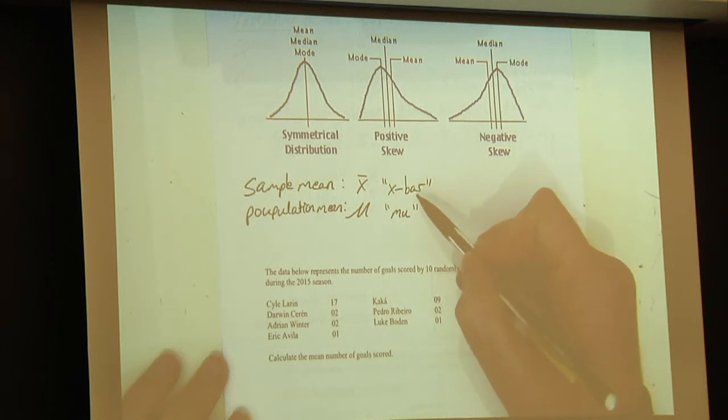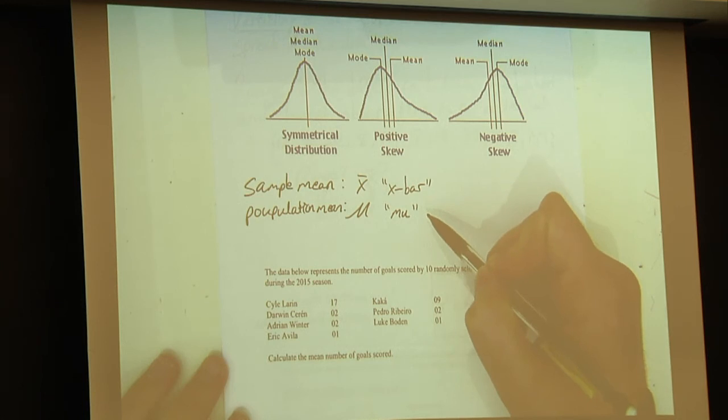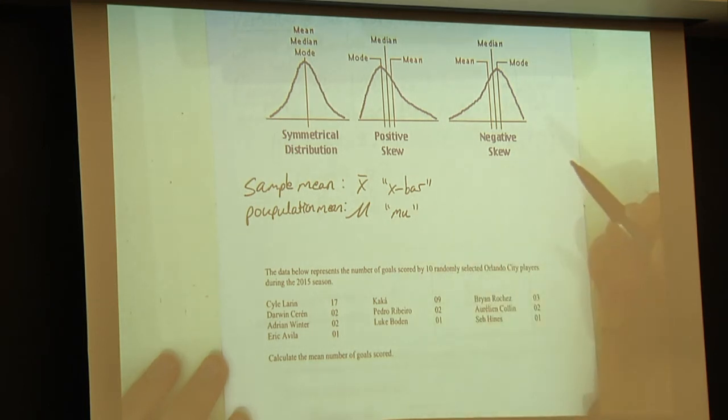Notation things: x bar for our sample mean, mu for population mean, so those are the difference between those. In a lot of cases tonight, we'll be using x bar to approximate mu. That's a very common thing. It's also in your textbook.